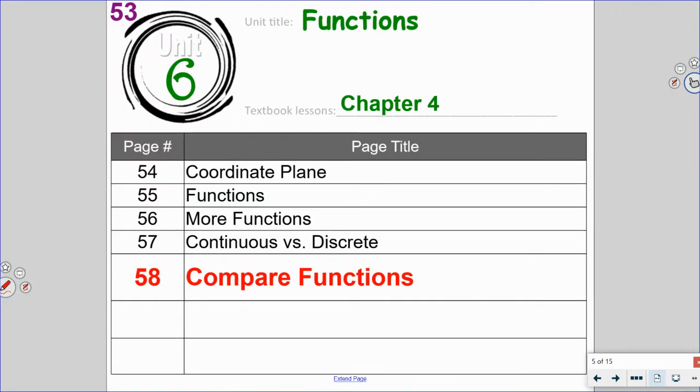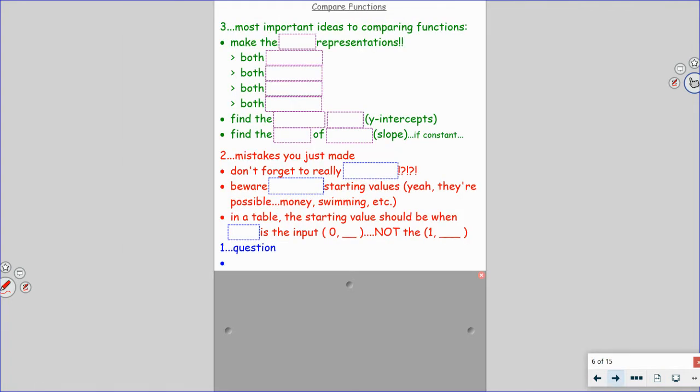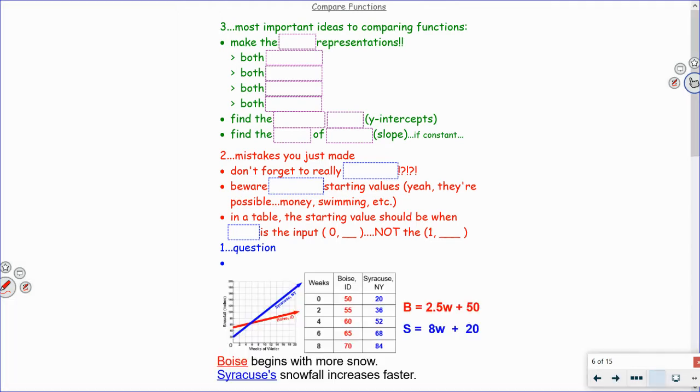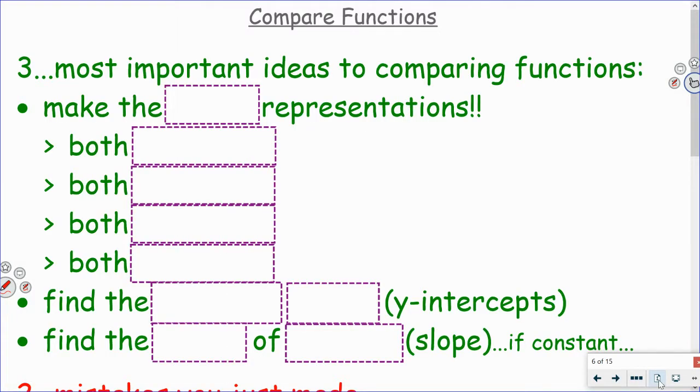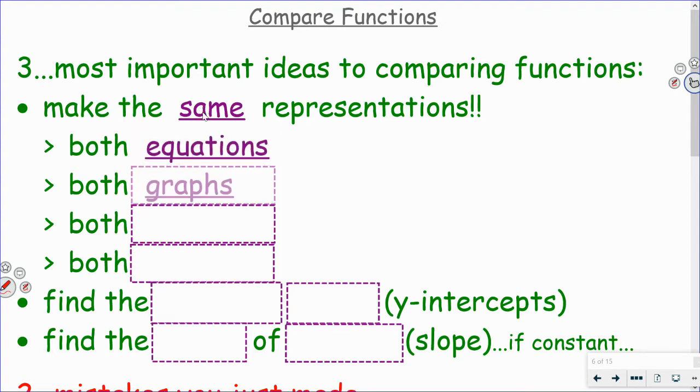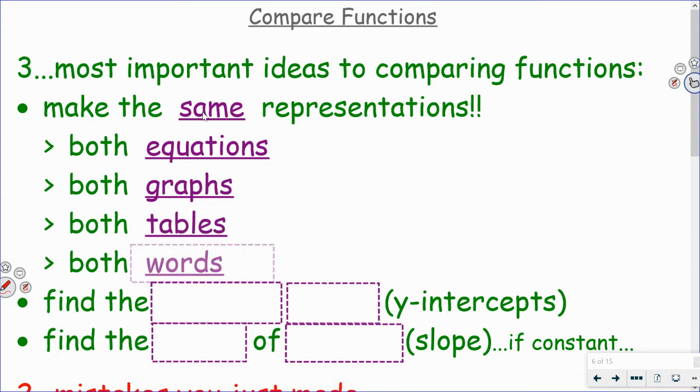Notes, if you receive notes, is what we're going to start with. Compare functions, compare properties of functions. Let's break this down bit by bit. First and foremost, the most important part, make them the same representation. It might be hard to compare an equation in a table. It might be hard to compare words in a graph. But if you say make them both equations, or make them both graphs, or make them both tables, or make them both into words, if you make them the same representation, it might be easier to compare.